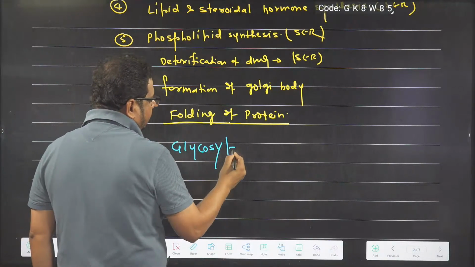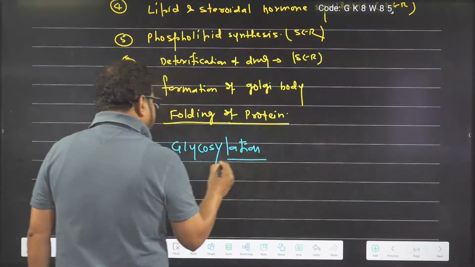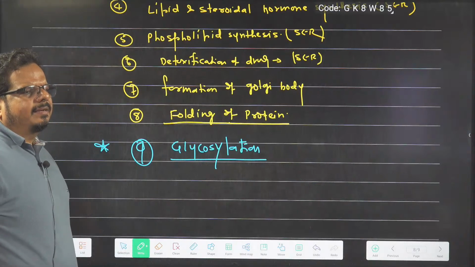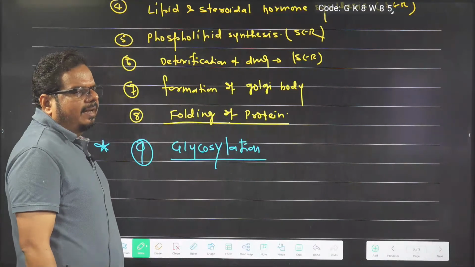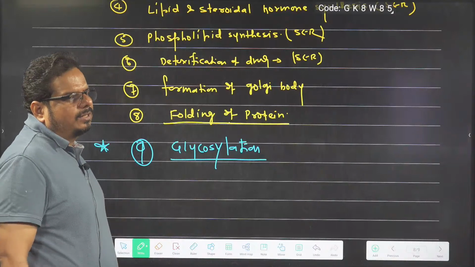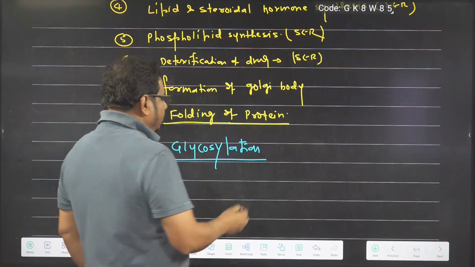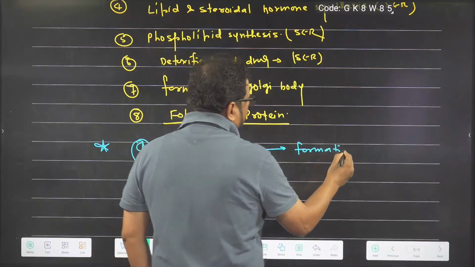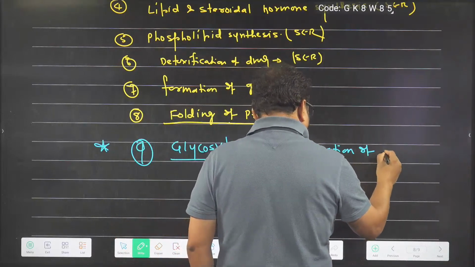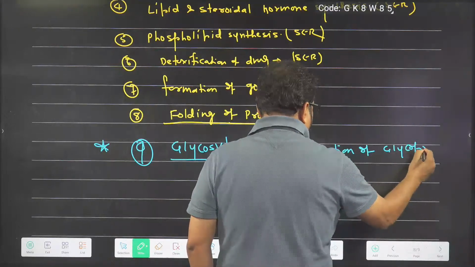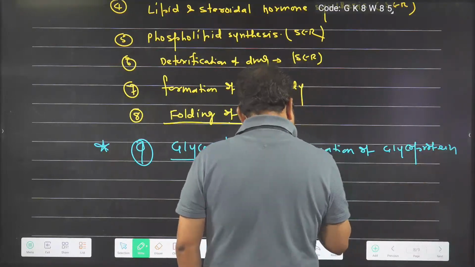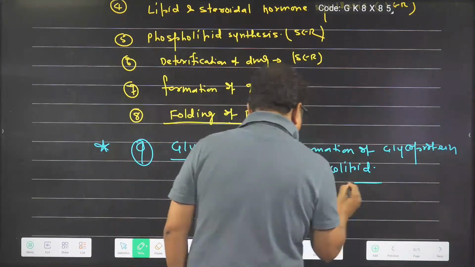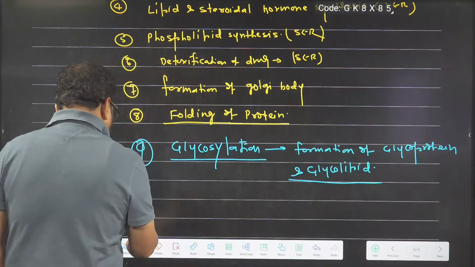Glycosylation. Glycosylation mainly occurs in the Golgi body but also occurs in ER. Once a question came in NEET: glycosylation occurs in which cell organelle, and the Golgi body is not given as an option, ER is given as an option. So glycosylation is basically the formation of glycoprotein and glycolipid. Got the idea?